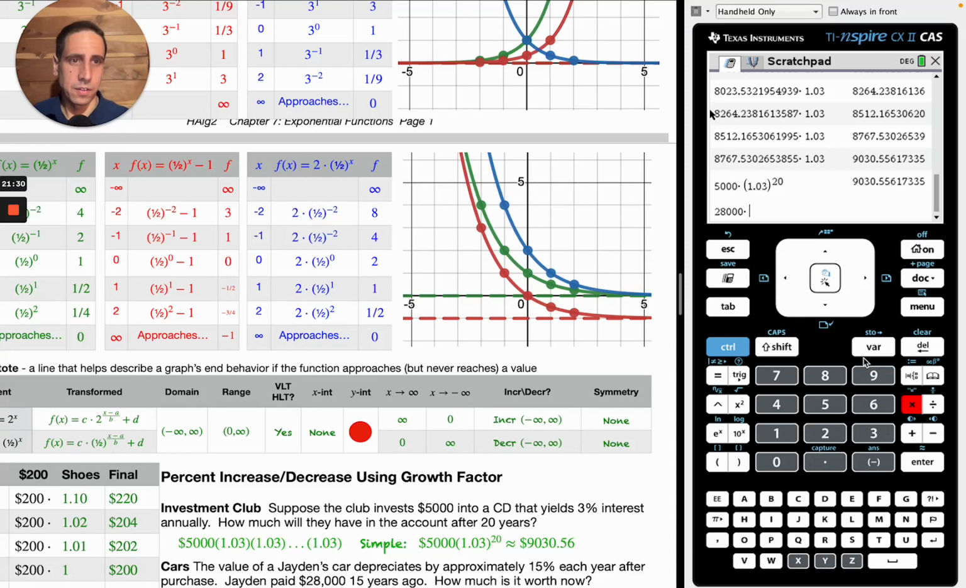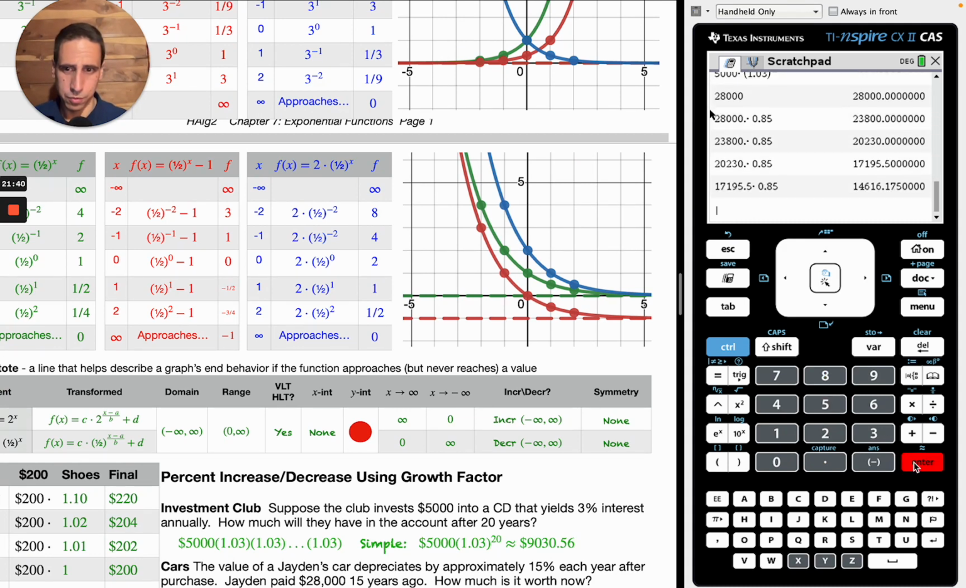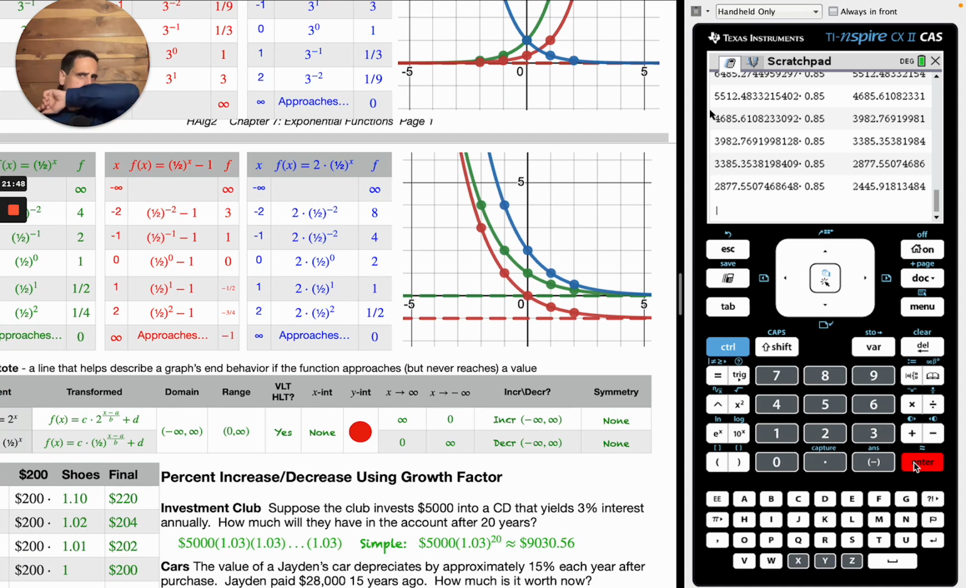Times, let's see, 28,000, and then we're going to times 0.85. Once, twice, 3 times, 4 times, 5, 6, 7, 8 times, 9 years, 10 years, 11 years, 12 years, 13 years, 14 years, 15 years. So it started out at 28,000, now it's worth a measly $2,445.